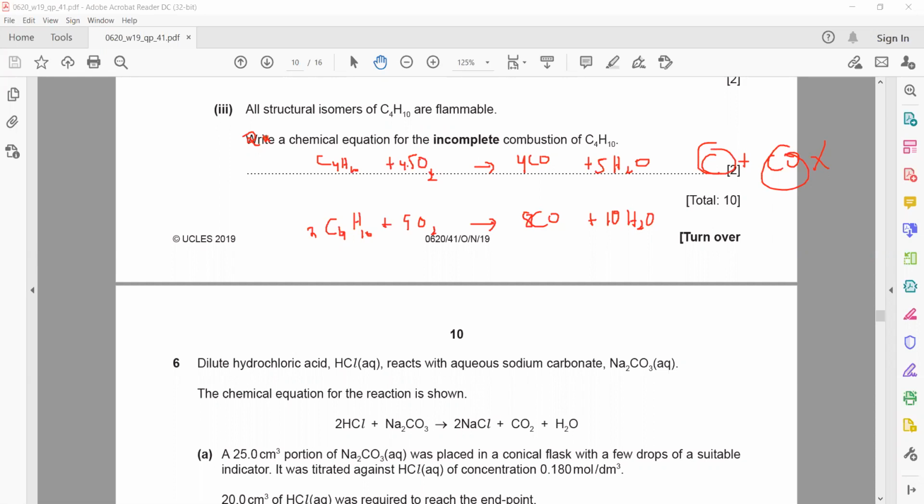Yeah, the same thing, 9 by 2, which is 4.5, and then I multiply the whole equation by 2, so this will be the balanced equation. The next part: dilute hydrochloric acid reacts with sodium carbonate. The chemical equation is there.